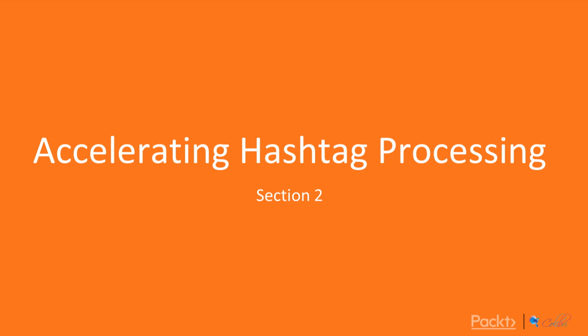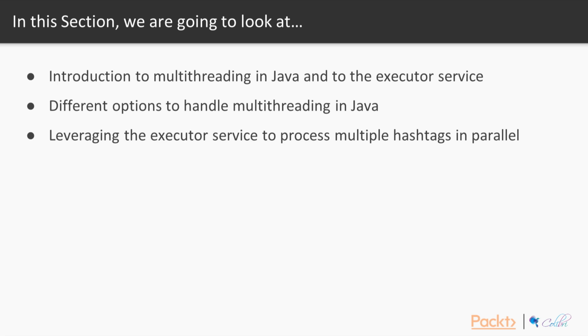Welcome to the second section of this course, Accelerating Hashtag Processing. In this section, we will go through an introduction to the concept of parallel processing, and in respect to programming languages, to the concept of multithreading. We will learn about the different options of performing multithreading in Java, such as using the Executor service. Finally, we are going to leverage this knowledge in our Twitter client application to process multiple hashtags in parallel.